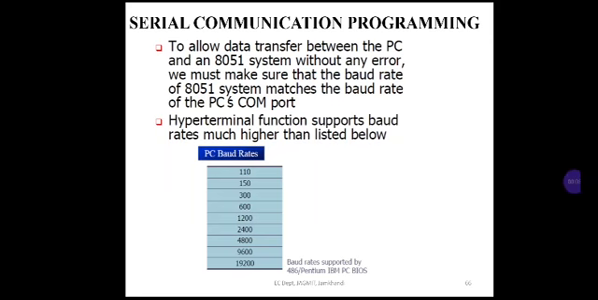Hello everyone. In today's class we will see 8051 serial port programming or serial communication programming. So in today's class we will discuss the serial communication registers of 8051, and in the next class we will discuss how to program those registers to transfer and receive data serially. So, serial communication programming.